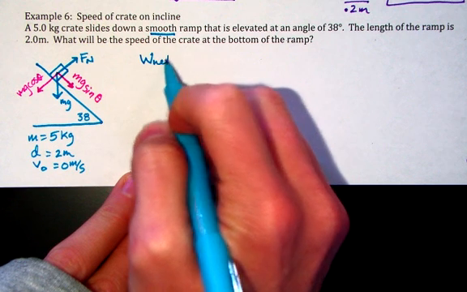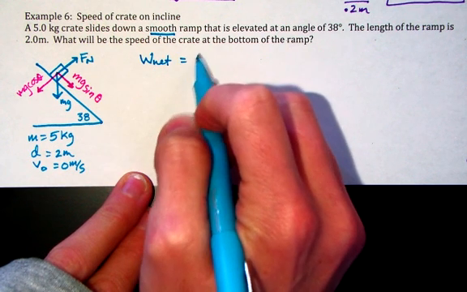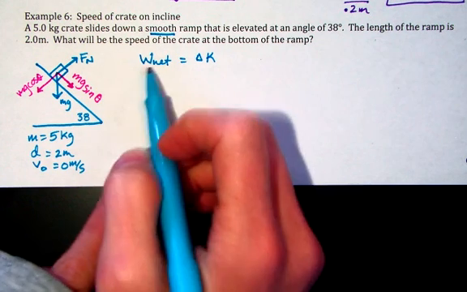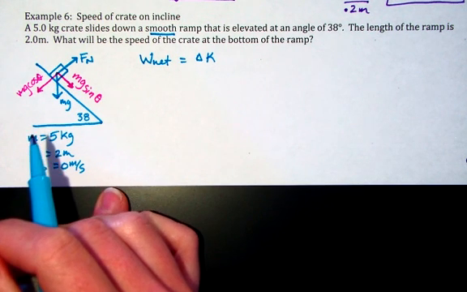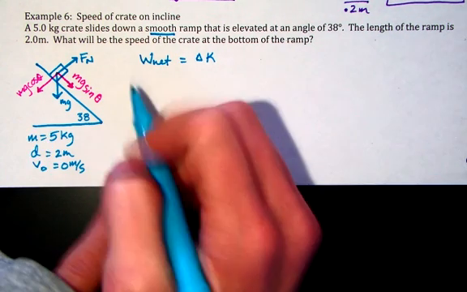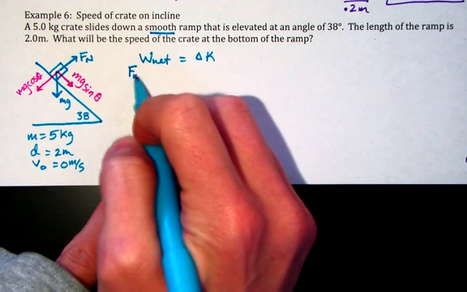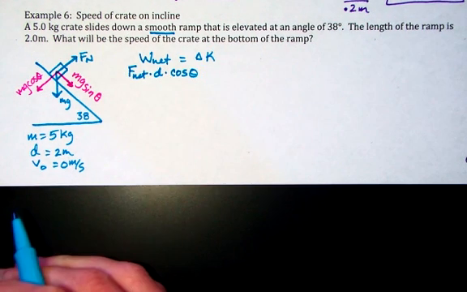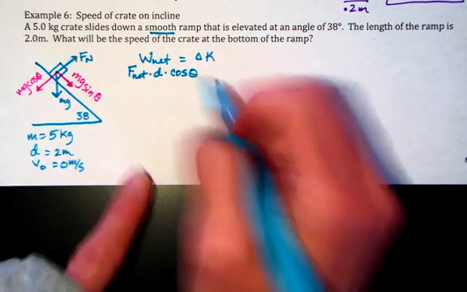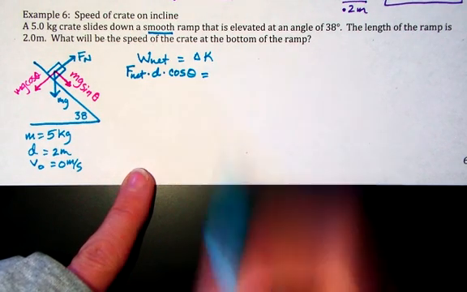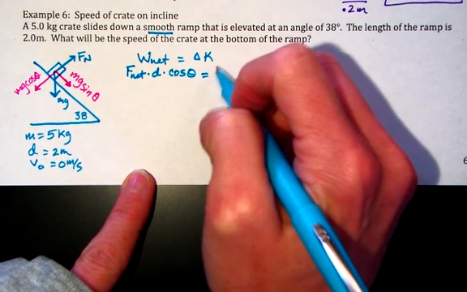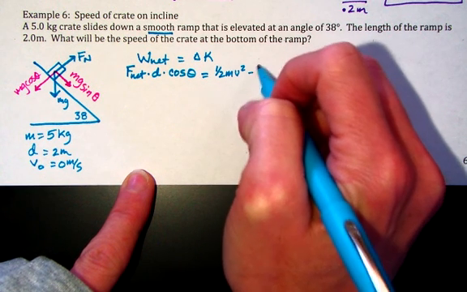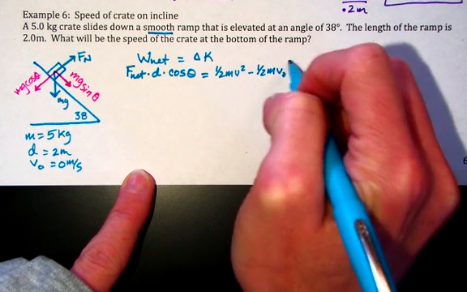So let's go to our net work equals the change in kinetic energy. And what do we know about our net work? What's another equation for that? So now I have an equation for net work, but I know we also can set that equal to our change in kinetic energy, 1/2 mv squared minus 1/2 mv naught squared.